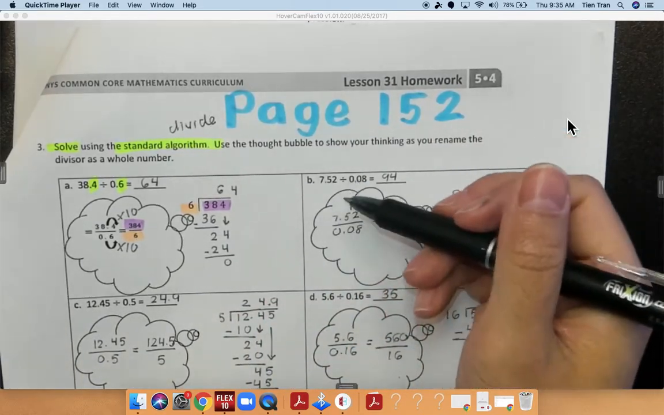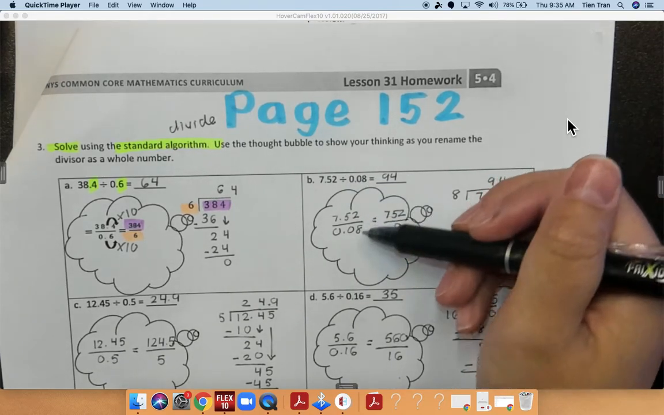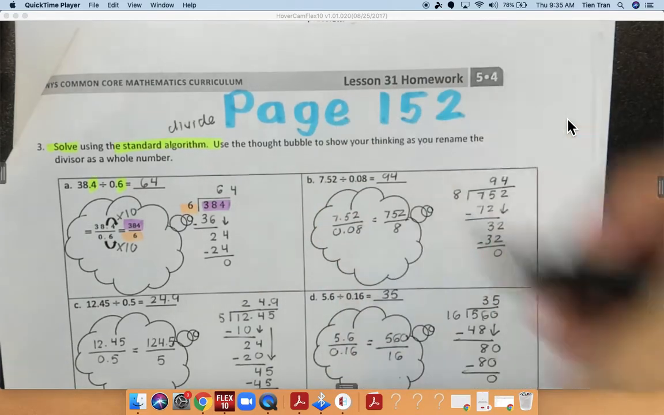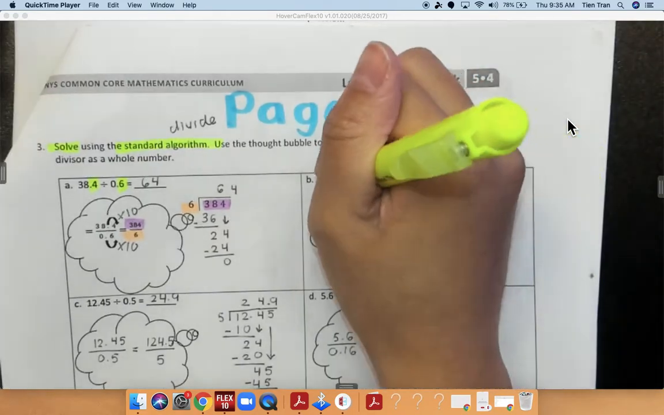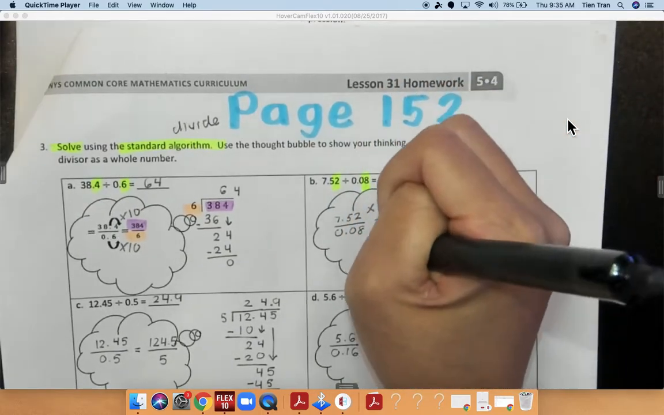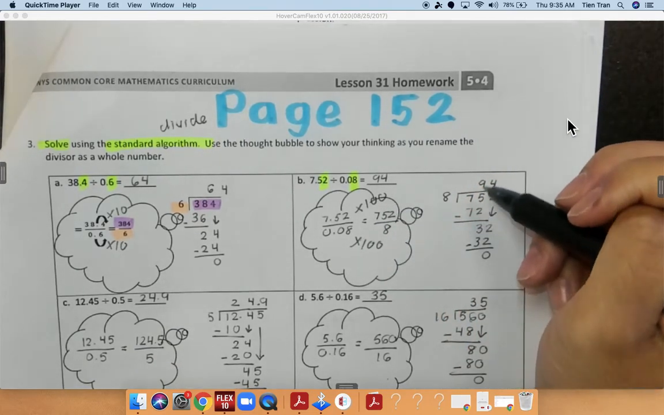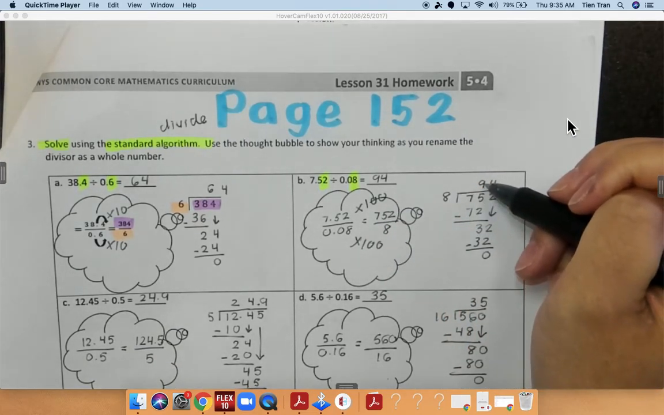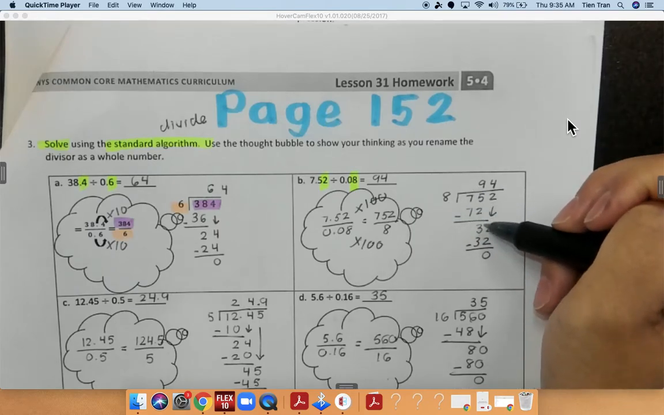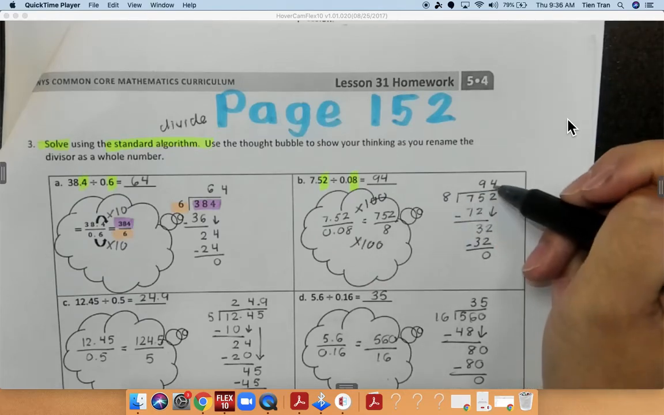Over here we have 7 and 52 hundredths divided by 8 hundredths. So what I have here, I wrote it all down, and I'm going to be multiplying times, let me show you, times 100. So right here we multiply times 100 times 100. So you get 752 divided by 8. 8 can go into 75 9 times. 8 times 9 is 72. 5 minus 2 is 3. Bring down your 2. 8 can go into 32 4 times.